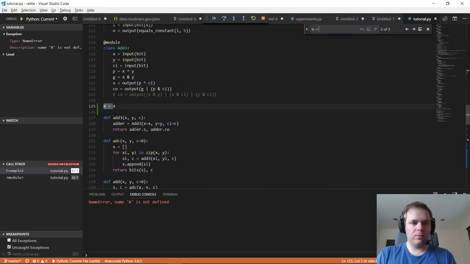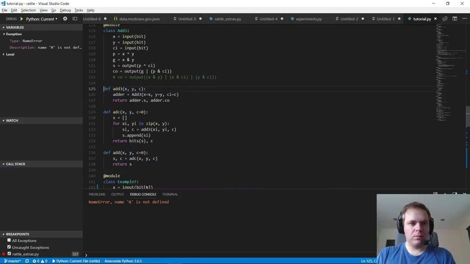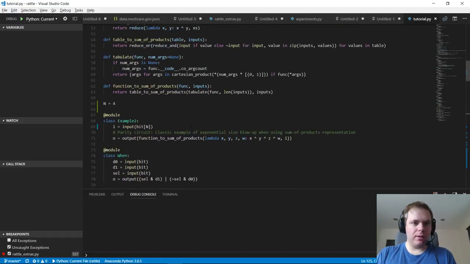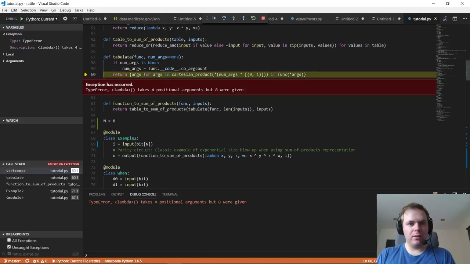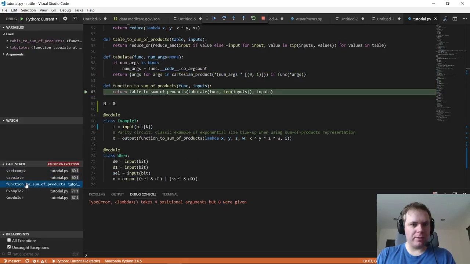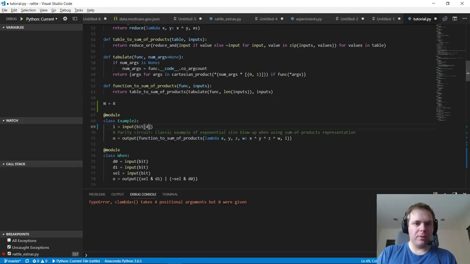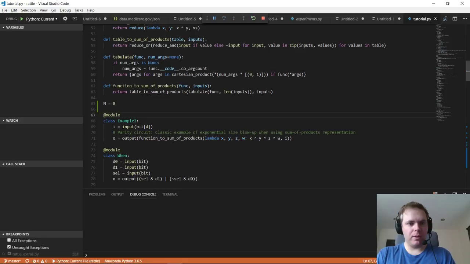Four. Okay, so that still works. Now let's make it 8. Now we're testing 64,000 combinations for the adder. Yeah, there's probably some of this stuff that wasn't designed for that many bits. Yeah, oh, like this one. Some of these I'm just going to leave at 4 because I don't want to change those.